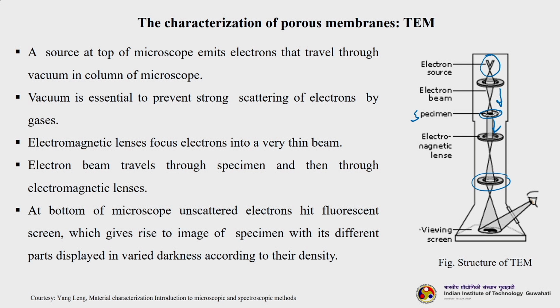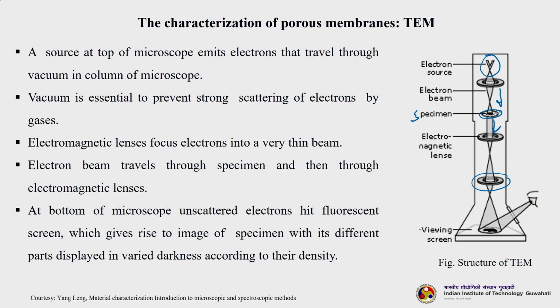A source at the top of the microscope emits electrons that travel through the vacuum in the column of the microscope. There are multiple lenses, and depending upon the arrangement of a particular TEM, we can have various types of lenses. Vacuum is essential to prevent strong scattering of electrons. Electromagnetic lenses focus electrons into a very thin beam, which is very important in the case of TEM. The electron beam travels through the specimen and then through electromagnetic lenses. At the bottom of the microscope, unscattered electrons hit a fluorescent screen, which gives rise to an image of the specimen with its different parts displayed in varied darkness according to their density.